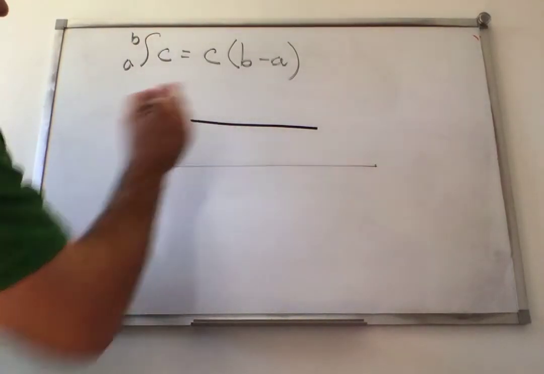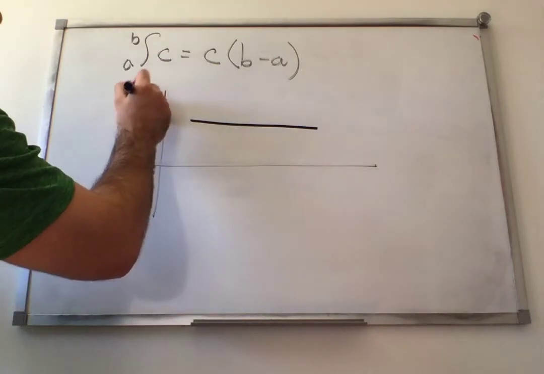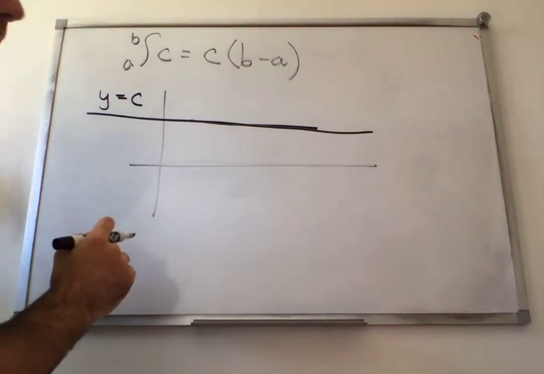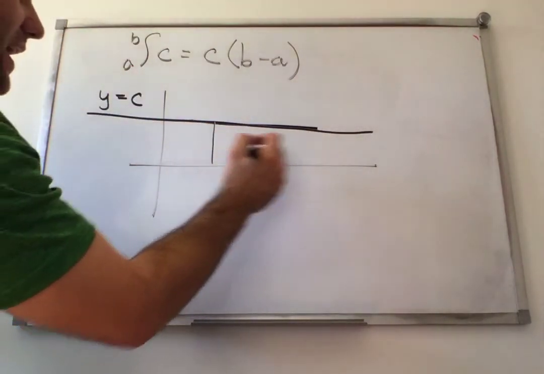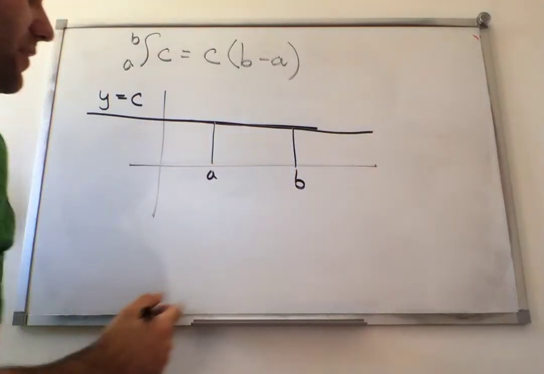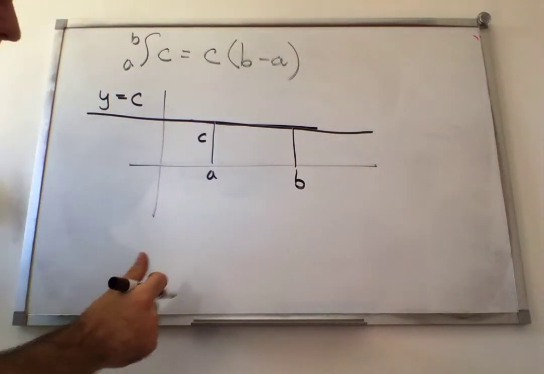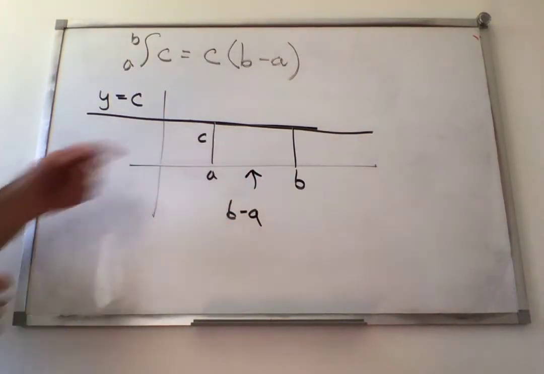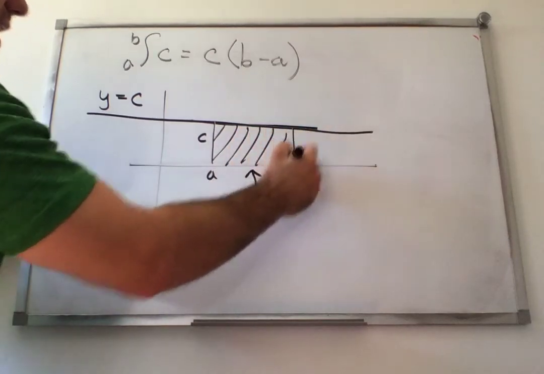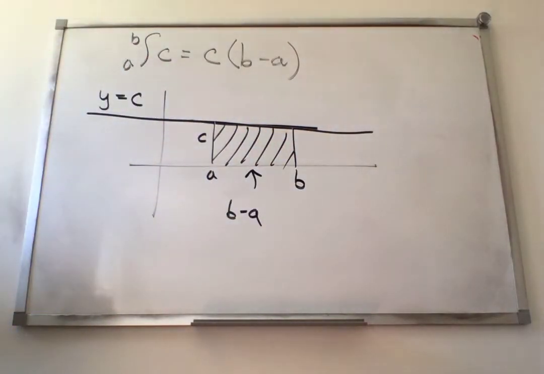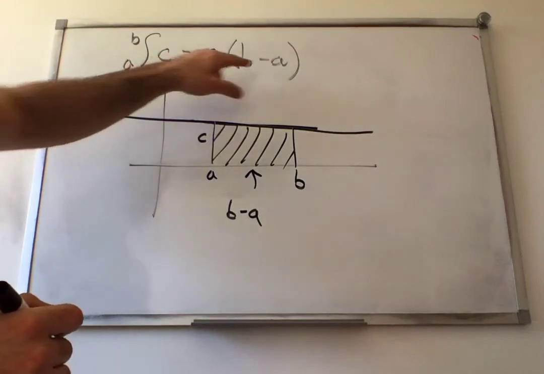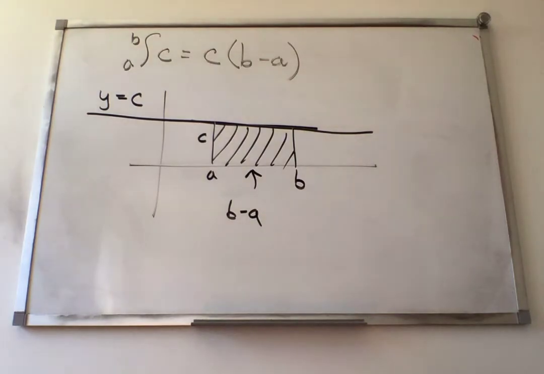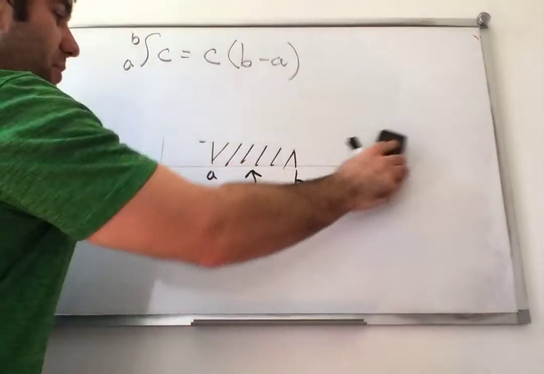But let's say this is some constant, c. Remember, y is equal to c. It goes on forever. It's just a horizontal line through c. And if I want to integrate from a to b, well, the height here in this rectangle is c, the distance here is just b minus a. If I want to find the area of this rectangle, or the integral of c from a to b, well, it's just the height times the width. There you go. So that's the first property.